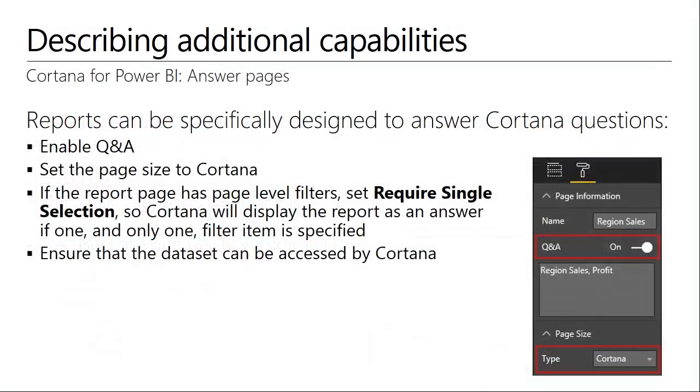Answer pages are reports that are specifically designed to answer Cortana questions. On the report, you can enable Q&A, you can set the page size to Cortana, and if the page level filters you set require single selection, Cortana will then display the report as an answer if one and only one filter item is specified. You need to ensure that the dataset has been enabled for Cortana to access.